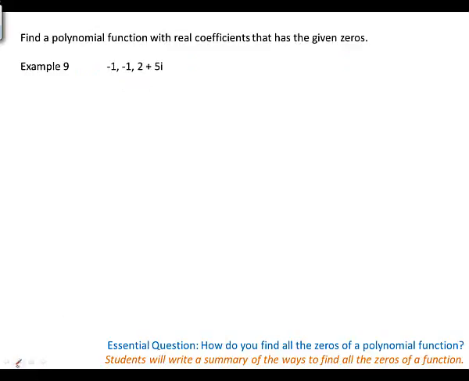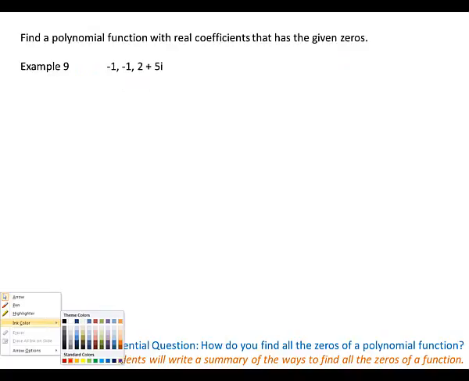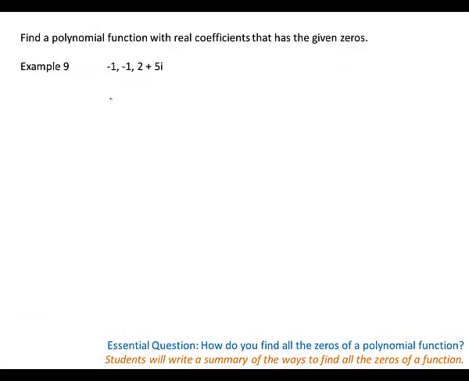All right, so let's talk about this. We're going to work backwards. We're going to try to get back to the polynomial with these zeros. Here's the thing, though. What else do I have? If I have 2 plus 5i, I also have what? 2 minus 5i. Yep. So I actually have 4 zeros. Notice one of them is repeated, isn't it?